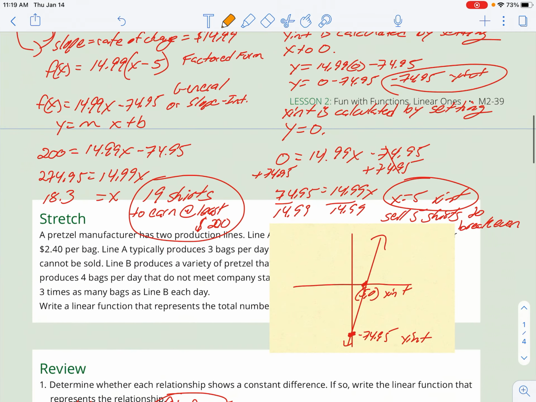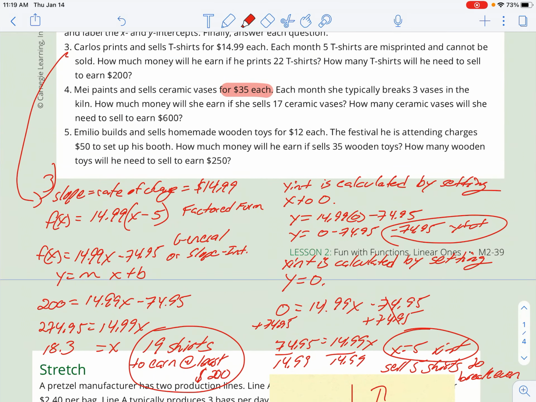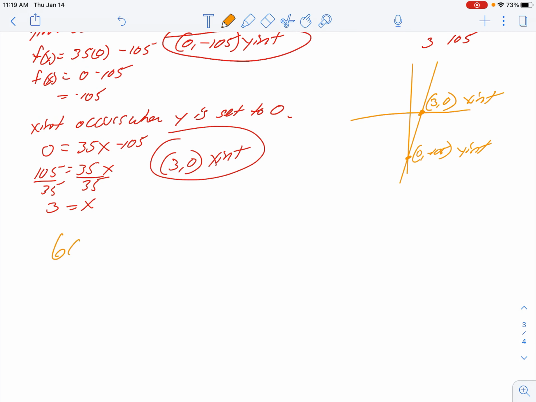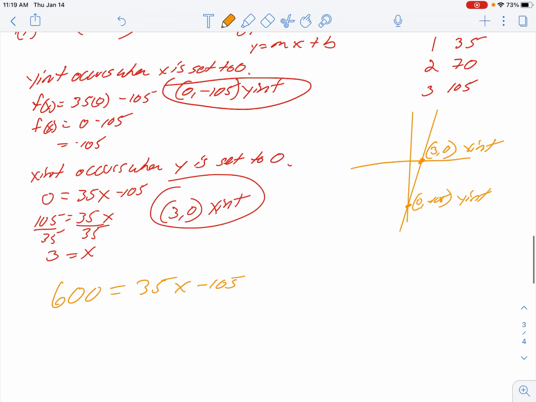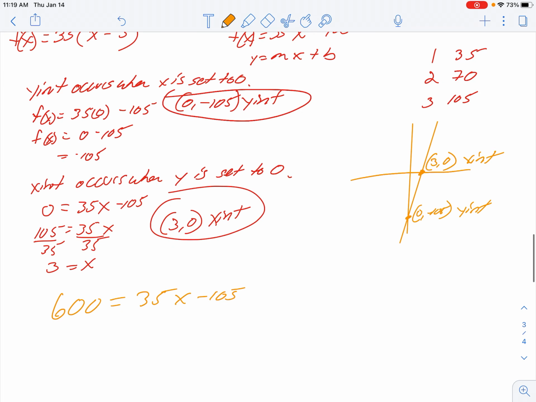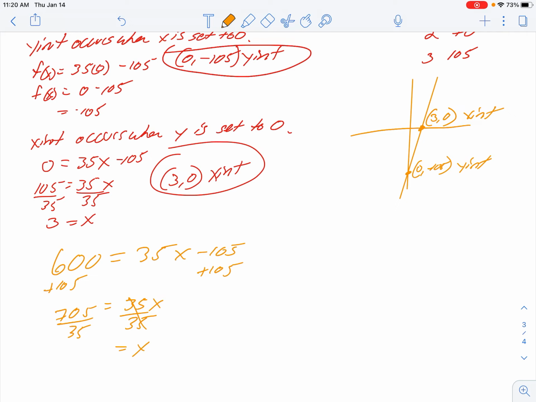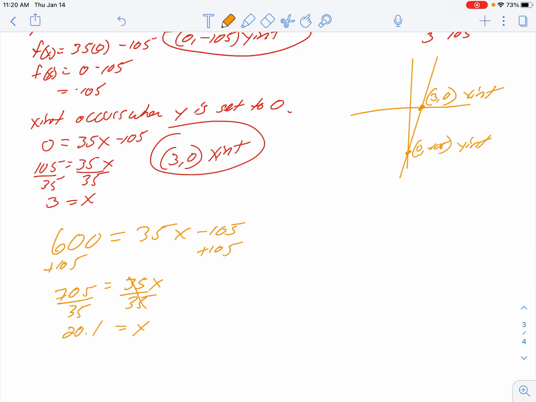Now the last part that it wants me to do then, on the end of number 4, is how many ceramic vases will we need to sell in order to earn $600? So that's the output. How many vases do we need to sell in order to get $600? So we're going to add the 105 to the other side, as we've been doing. 705. Now again, it's probably not going to come out to be a nice number. 705 divided by 35 is 20.1.